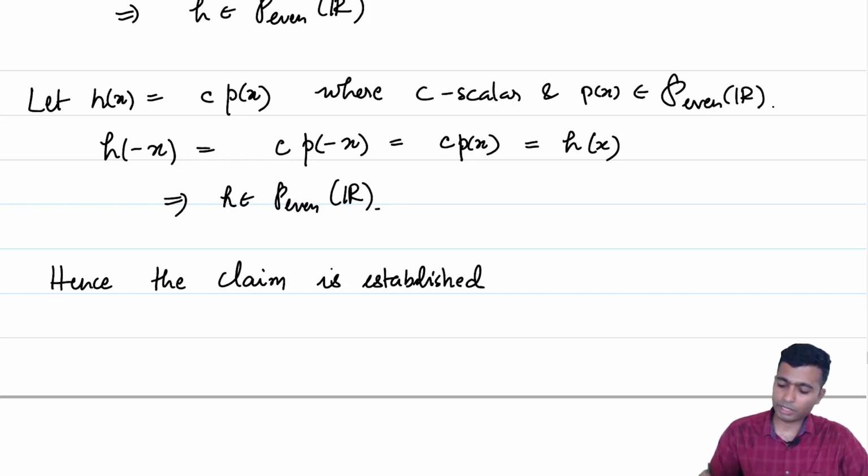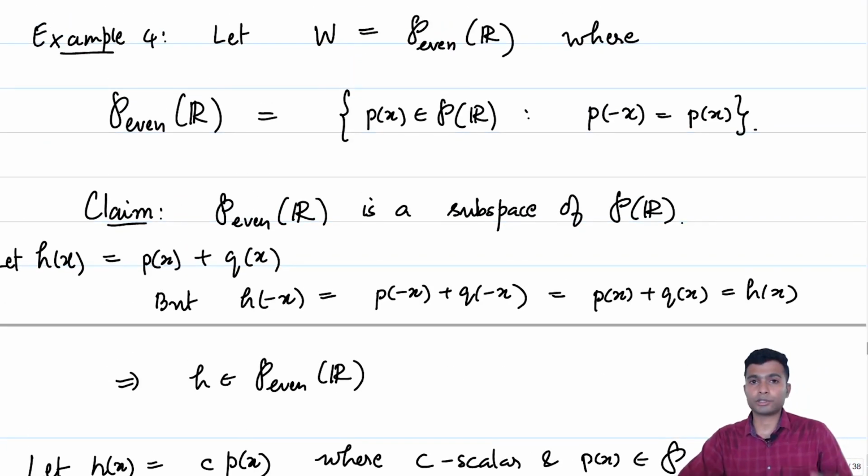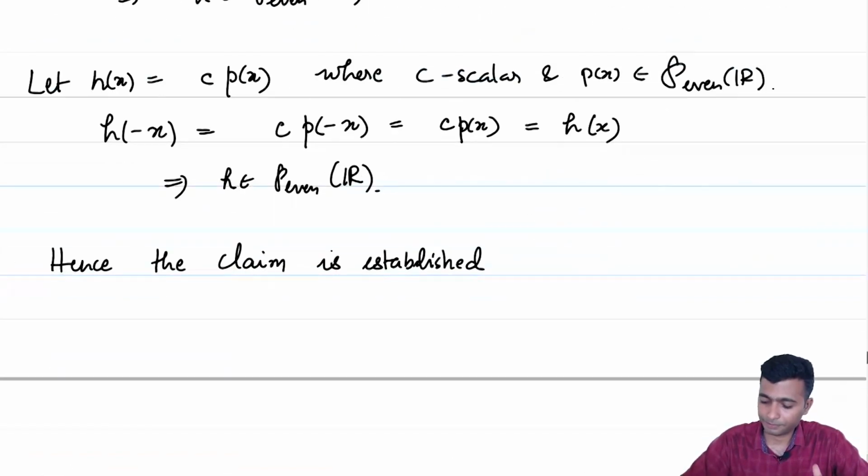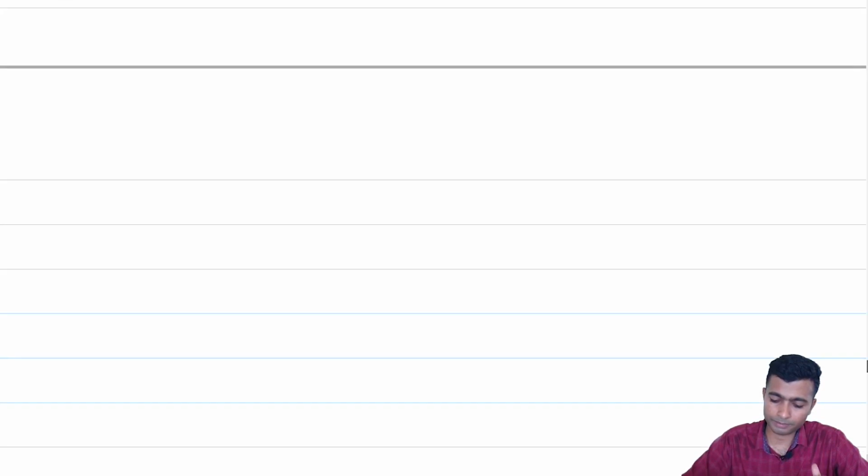That is precisely what the definition of the subspace says, that it should be a subset of P of R, which is true, and that it is closed under vector addition and scalar multiplication. So, let us look at one more example.